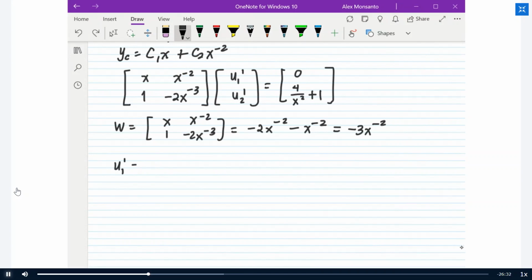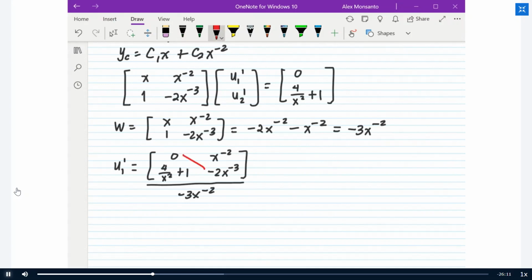Kakayanin to. Dito sa first row, ilagay natin yung 0 tapos 4 over x squared plus 1. Dito naman, x raised to negative 2. Then dito, negative 2x raised to negative 3. Then all over negative 3x raised to negative 2. So dito, ang mangyayari, cross multiply natin to. Ayan. So ang mangyayari lang naman is, ito magiging 0 lang to. So ang matitira will become negative x raised to negative 2 multiplied by 4x raised to negative 2.